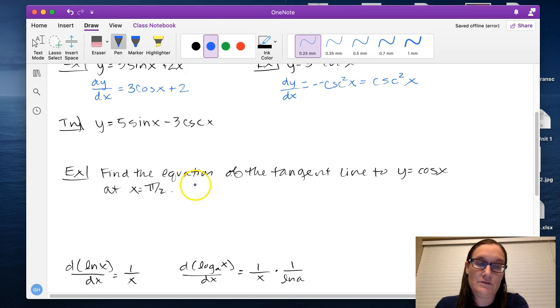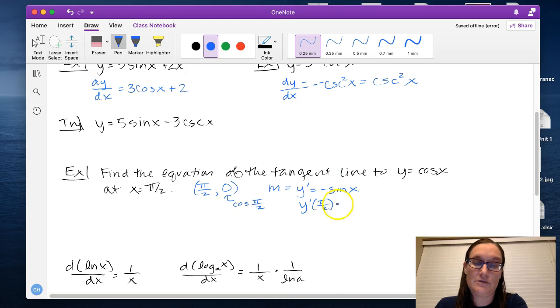So when we find the equation of a tangent line, we need slope and we need a point. So our point, the x coordinate is pi over 2. We need to find the y coordinate, and how do we find that? By plugging x into our equation. So cosine of pi over 2 is what goes right here, and cosine of pi over 2 is 0. And then our slope is the derivative. So derivative of cosine is negative sine. And we need to plug pi over 2 into that because we can't have a slope that has an x in it. So negative sine pi over 2, sine of pi over 2 is 1, so this is negative 1.